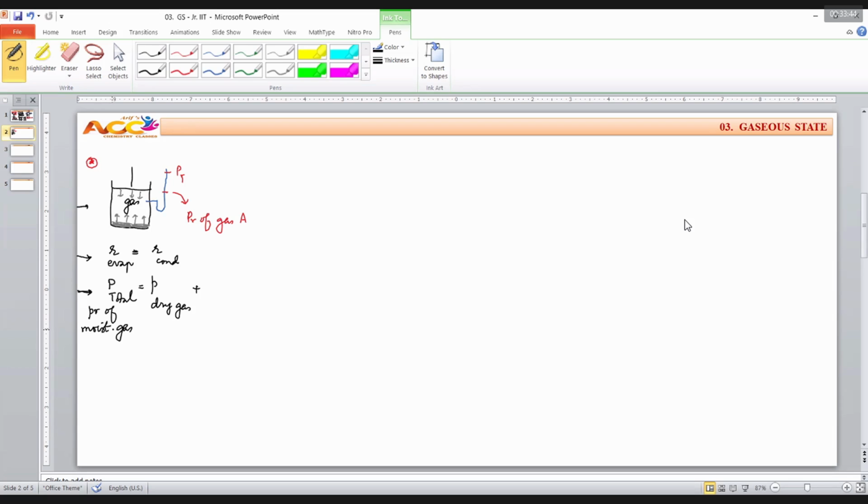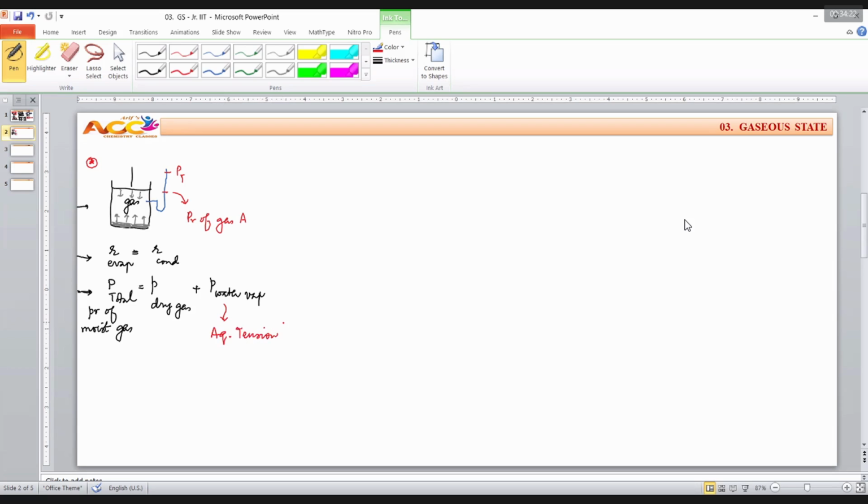For example, carbon dioxide plus water, carbonic acid. Don't apply Dalton's law. Ammonia plus water, ammonium hydroxide is formed, don't apply. Therefore, if suppose you are having gases which do not react chemically with water, then Dalton's law is applicable. So partial pressure of dry gas plus what is this? Partial pressure of water vapors.